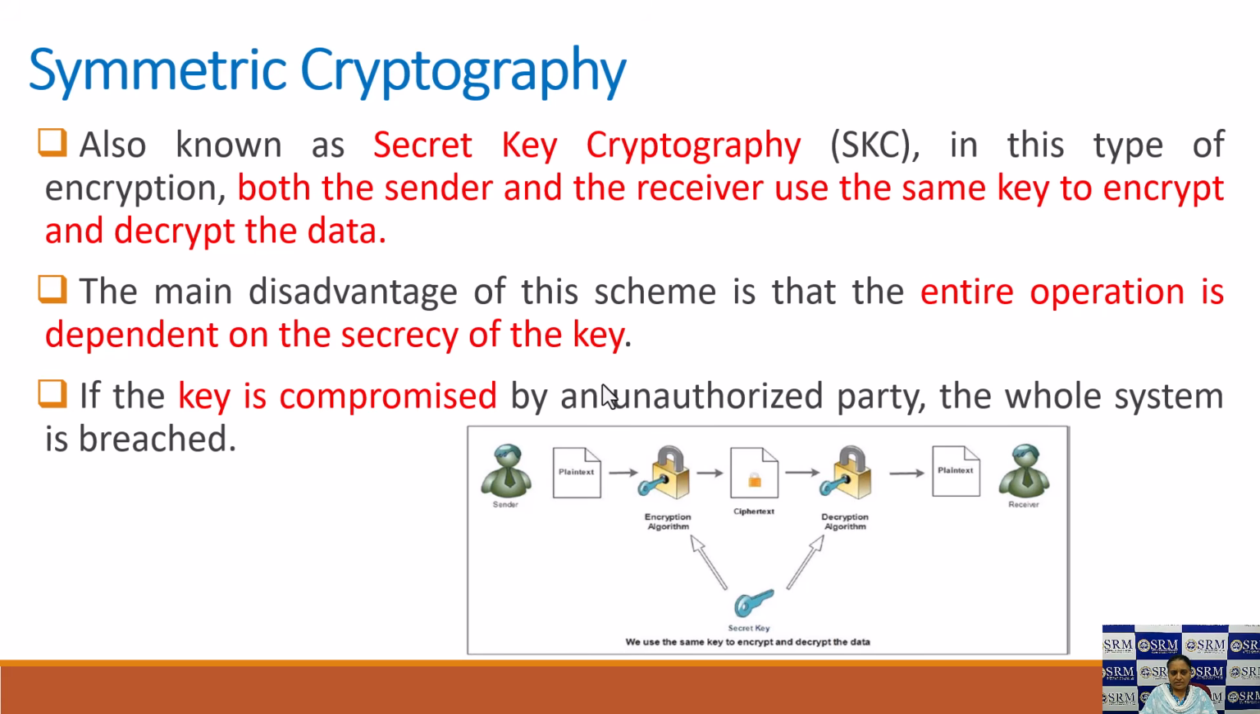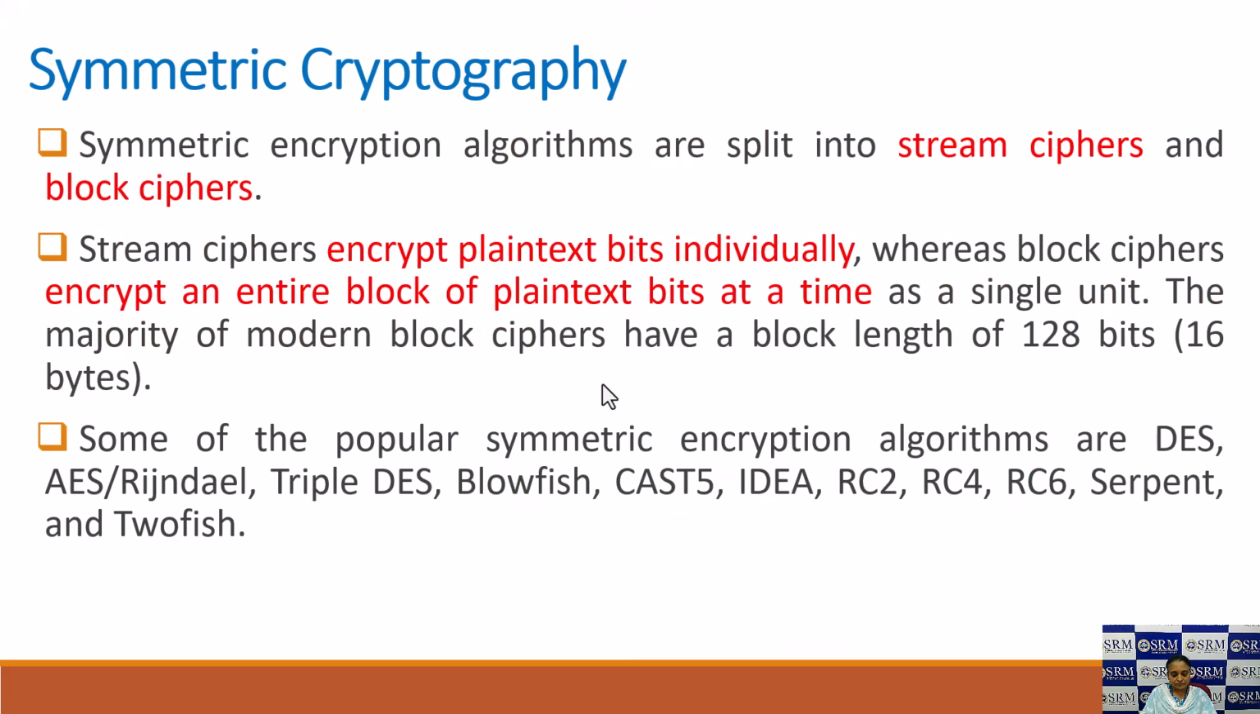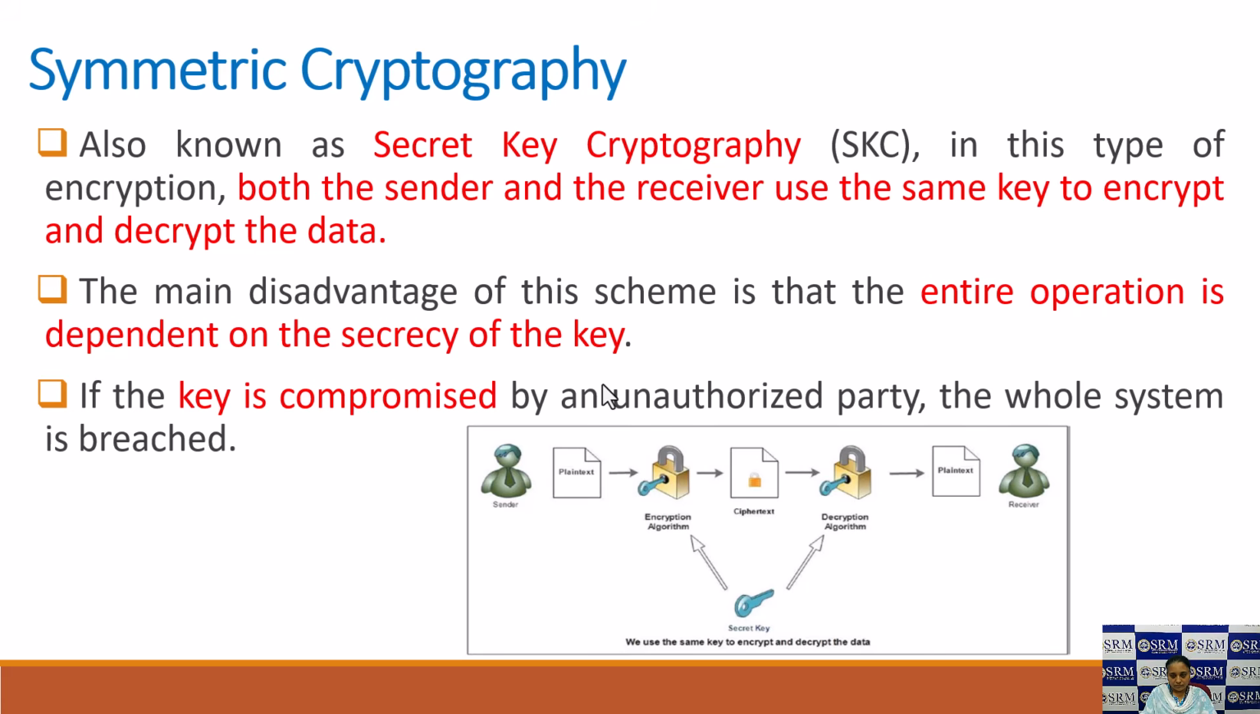So the main disadvantage is one key only, right? If that key is compromised, then the entire communication can be heard through. That's a problem, right? And one more problem is, how do I transfer the keys? For example, myself and my friend want to communicate. How to transfer the key to the end person? That is a big challenge. So if you could see in the diagram, the same key is used to encrypt and decrypt the data.